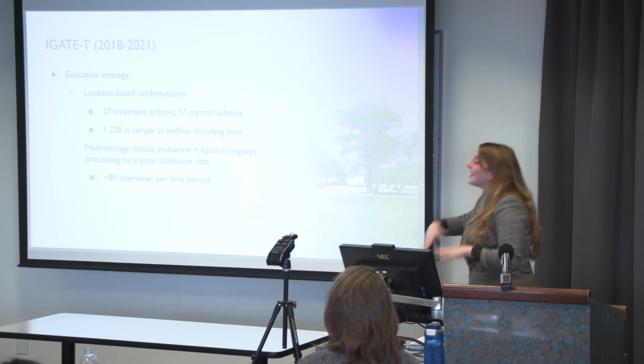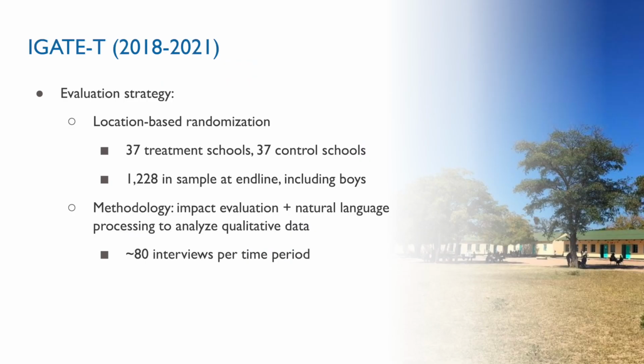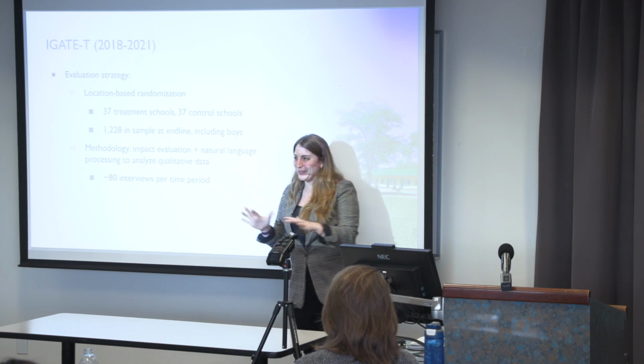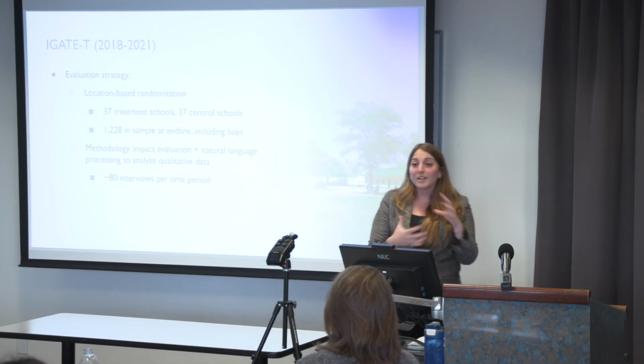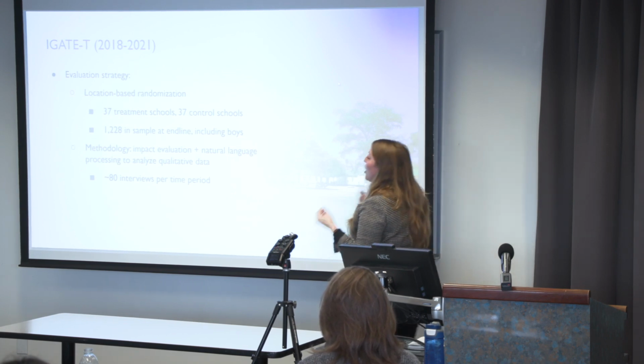And so like the previous interventions, we were able to again use this location-based randomization approach where we had 37 treatment schools, 37 control schools, and we had about 1,200 people in our sample by the end of the program. And this time we were able to also collect data on boys, which was really important and something we wanted to highlight because the Girls Education Challenge hadn't historically been collecting data on boys.